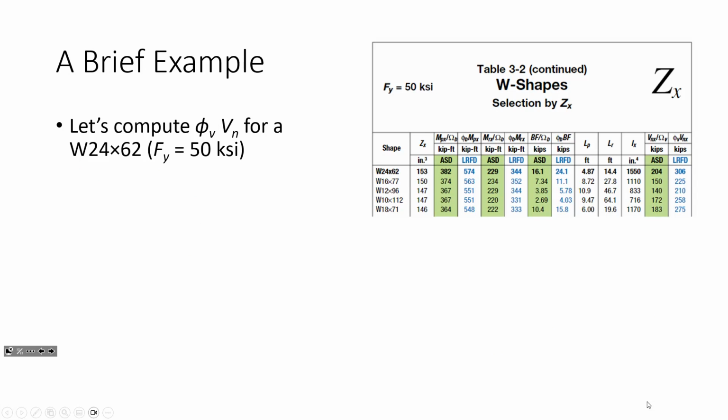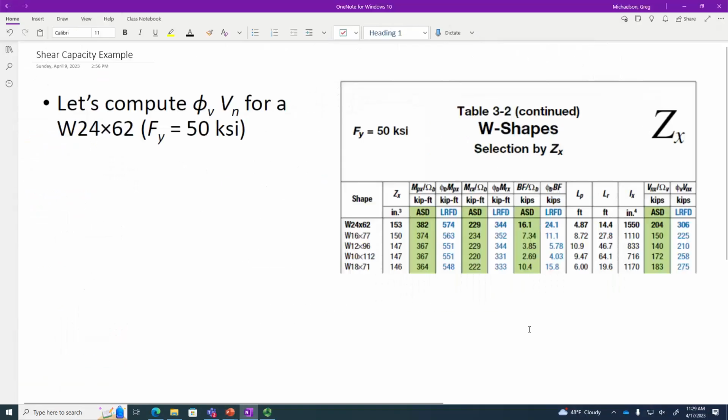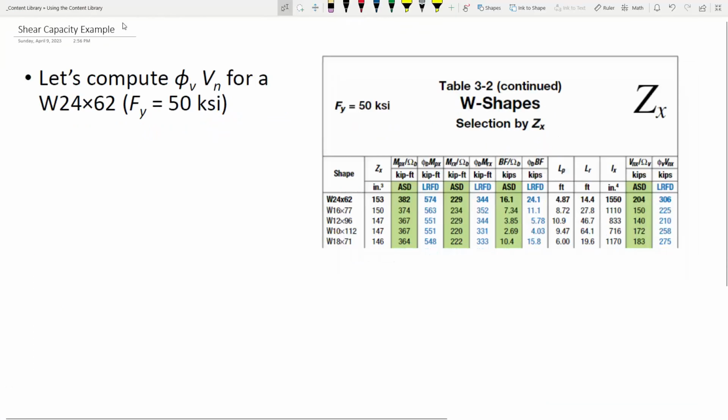So we're going to compute phi Vn for a W24x62. And we're going to compute this for 50 KSI steel. Let me make this a little bigger here. So we have here a 24x62. Just so you're aware, we can look it up. And the capacity, if you look it up, is 306 kips.